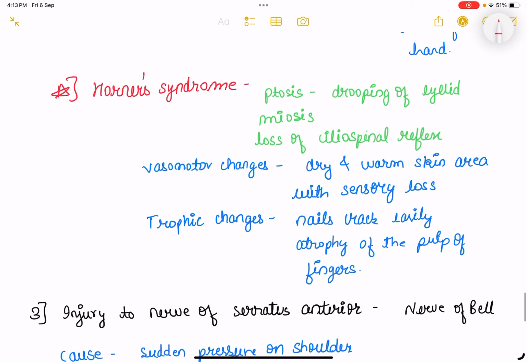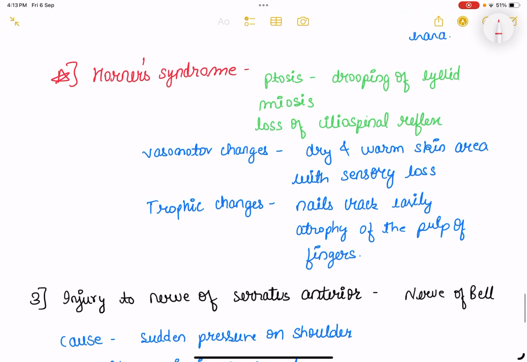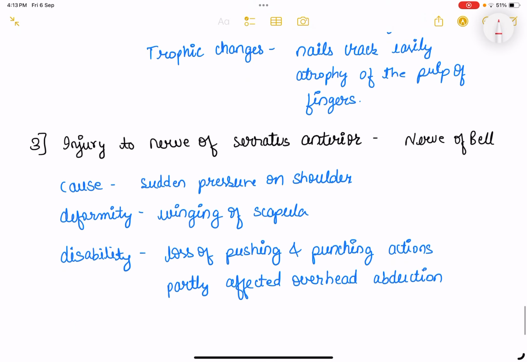Horner's syndrome. Ptosis. Ptosis is nothing but the drooping of eyelid. There is going to be miosis and loss of ciliospinal reflex. Vasomotor changes are going to be observed in Horner's syndrome. There will be dry and warm skin area with sensory loss. Trophic changes, nails crack easily, atrophy of the pulp of fingers.